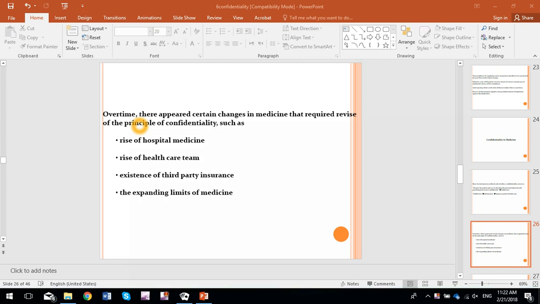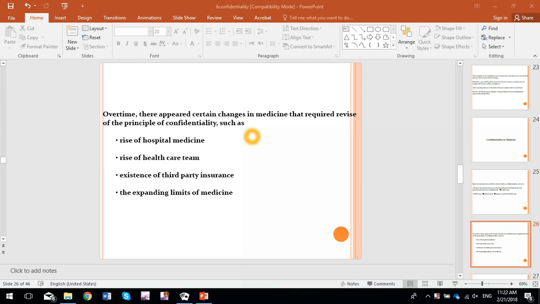Over time, since the code of ethics was put in place, certain changes appeared in medicine that required revising the principle of confidentiality. What are these changes? The rise of hospital medicine instead of the office. Hospital medicine means the secret is not between the physician and the patient alone, but there are also other people who share this secret. The rise of the healthcare team.